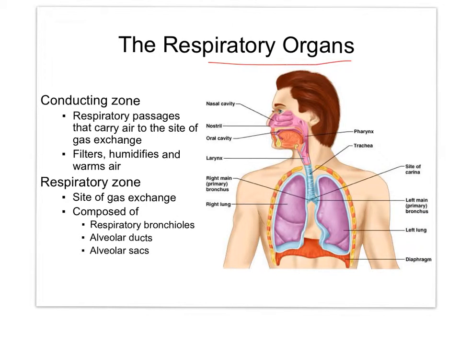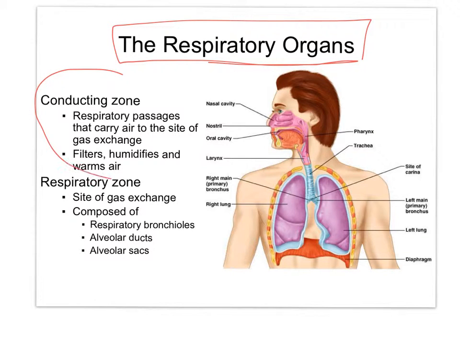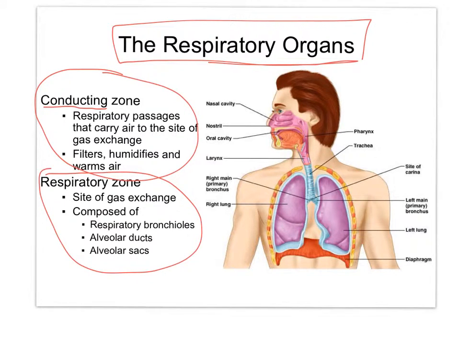So the respiratory organs can be divided into two main areas. The conducting zone, which is merely carrying the oxygen in and the CO2 out, and the respiratory zone, which is the actual site of gas exchange. So the conducting zone is basically our nasal passageways, our throat, the trachea, the bronchi, and just is getting the air to where the gas exchange is going to occur.